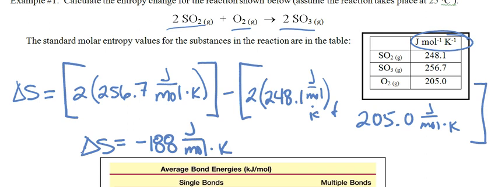Now, we would expect this value to be negative because this reaction becomes more ordered. If you notice, we have two particles, or two SO2s and one oxygen. So we have a total of 3 particles on the left side where we only have 2 on the product side. So we go from 3 to 2, so that's becoming more ordered. Therefore, the sign on delta S being negative is a good thing. We want that sign to be negative if our reaction becomes more ordered.